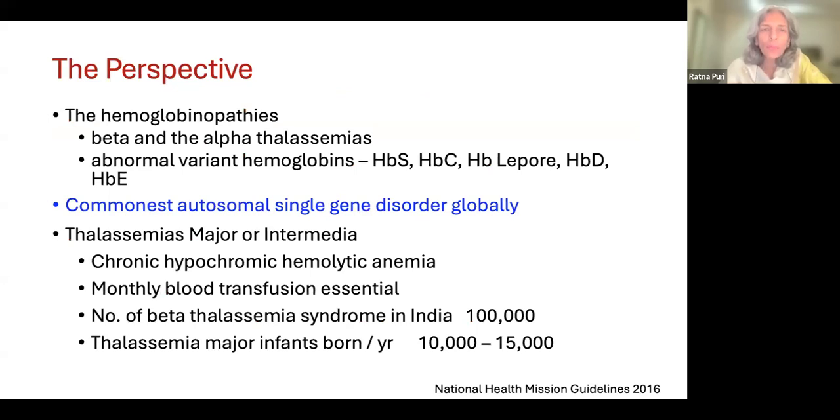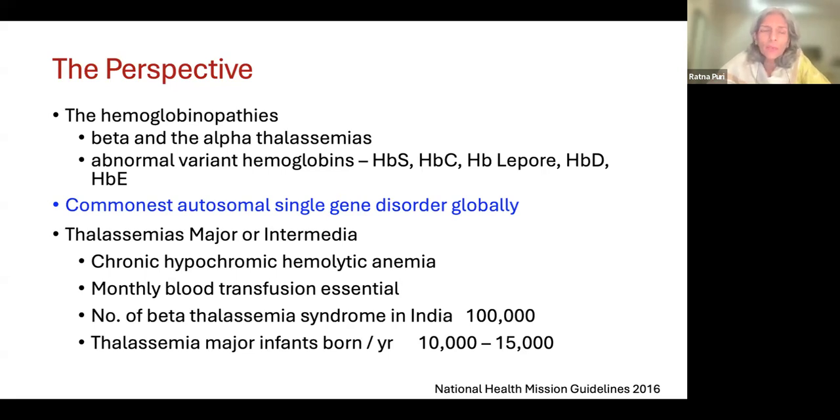You also have abnormal variant hemoglobins, like sickle cell hemoglobin, hemoglobin C, hemoglobin Lepore, hemoglobin D, which includes D Iran and D Punjab, and hemoglobin E. We'll understand the importance of knowing this in the subsequent slides. I've already mentioned that it's the commonest autosomal single gene disorder globally. A person affected with thalassemia can present either as thalassemia major or thalassemia intermediate. This is just a clinical spectrum, and specific mutations can cause these specific phenotypes.